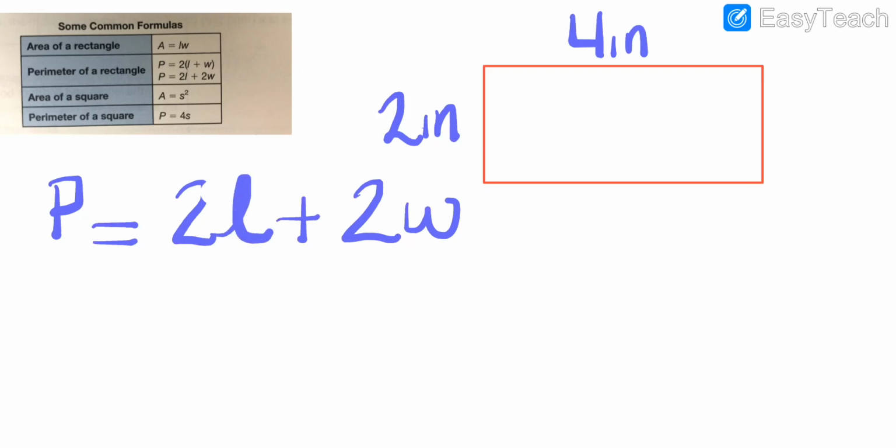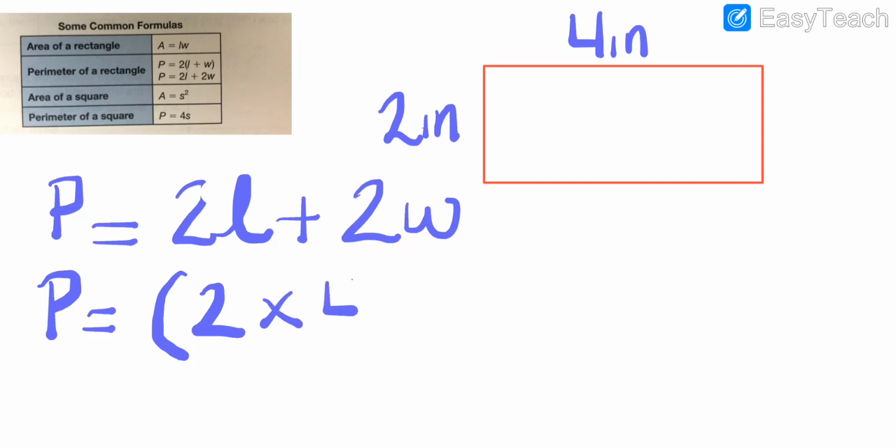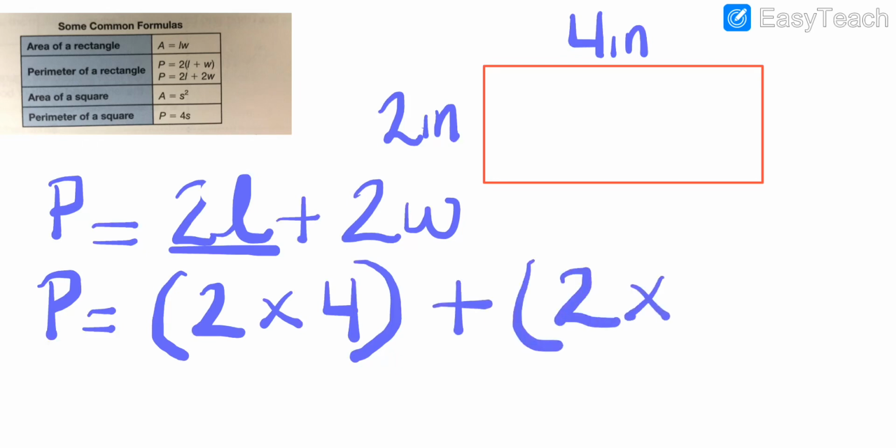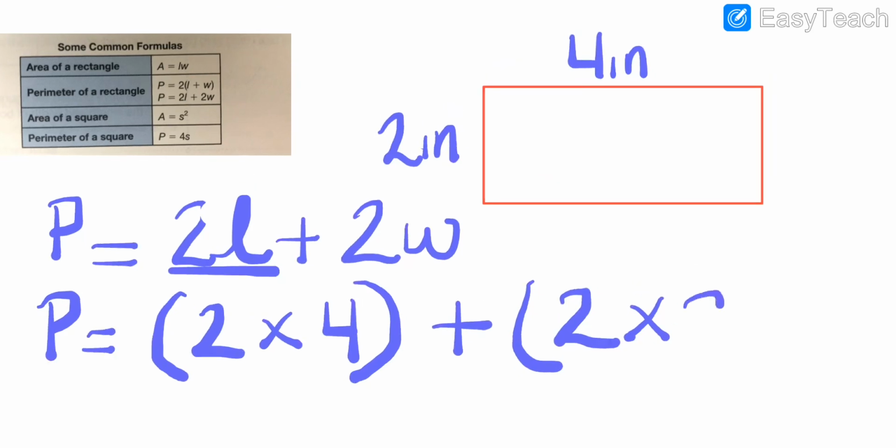Okay? All right. The other one with parentheses, we're actually going to be talking about when we discuss the distributive property. So to rewrite this with my measurements, I'm going to do perimeter equals, and in parentheses, I'm going to do 2 times 4. Remember that when the number and the letter is right beside each other, that means multiplication, plus, and in parentheses, 2 times 2.